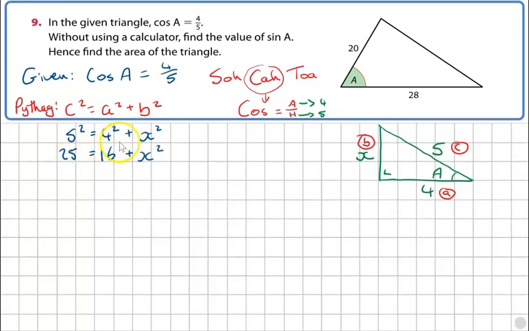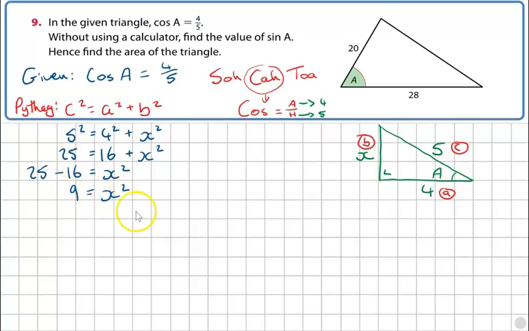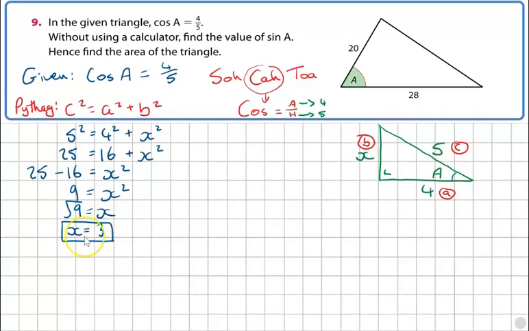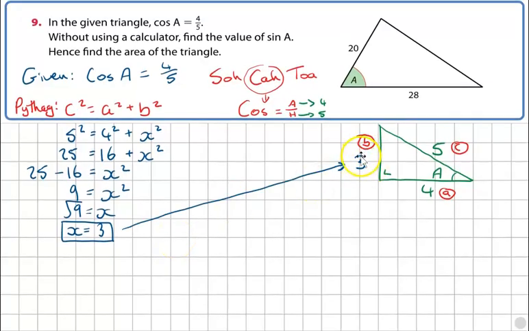So we get 25 is equal to 16 plus X squared. So the 16 comes over the equal sign and becomes minus 16, and 25 minus 16 is 9. So 9 is equal to X squared, so the square root of 9 is equal to X. So X is equal to 3 units. So we can replace that X now with 3.